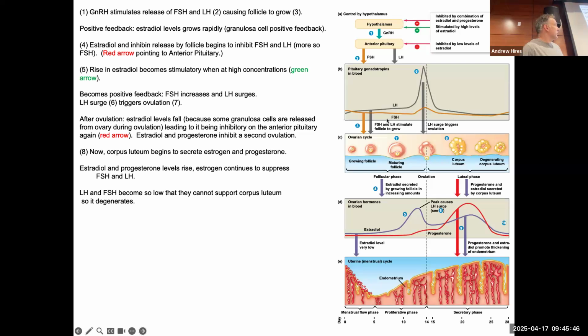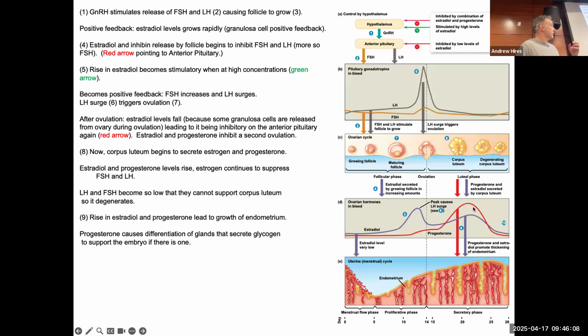Now, at some point, LH and FSH become so low that the corpus luteum, which is full of these cells that are responsive to FSH, starts to degrade. It will degenerate. That will then cause a drop in the level of progesterone and estradiol, and that will cause basically necrosis of the endometrium, which is this rich lining of the uterus that's rich in blood cells. So when estrogen levels fall and progesterone levels fall, the endometrium is going to deteriorate.